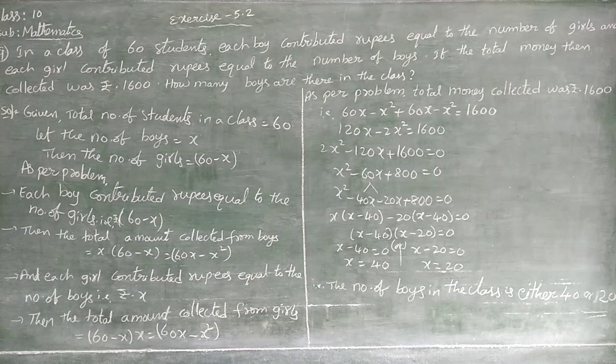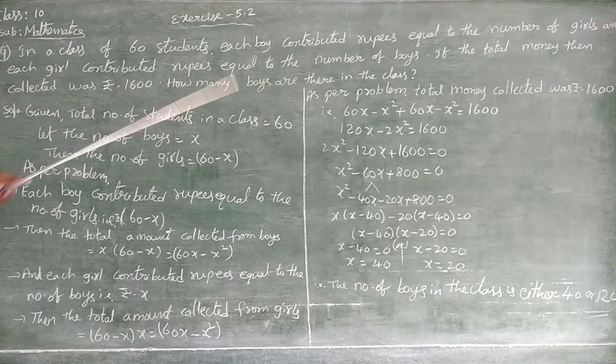9th sum. In a class of 60 students, each boy contributed rupees equal to the number of girls and each girl contributed rupees equal to the number of boys. If the total money collected was rupees 1600, how many boys are there in the class?